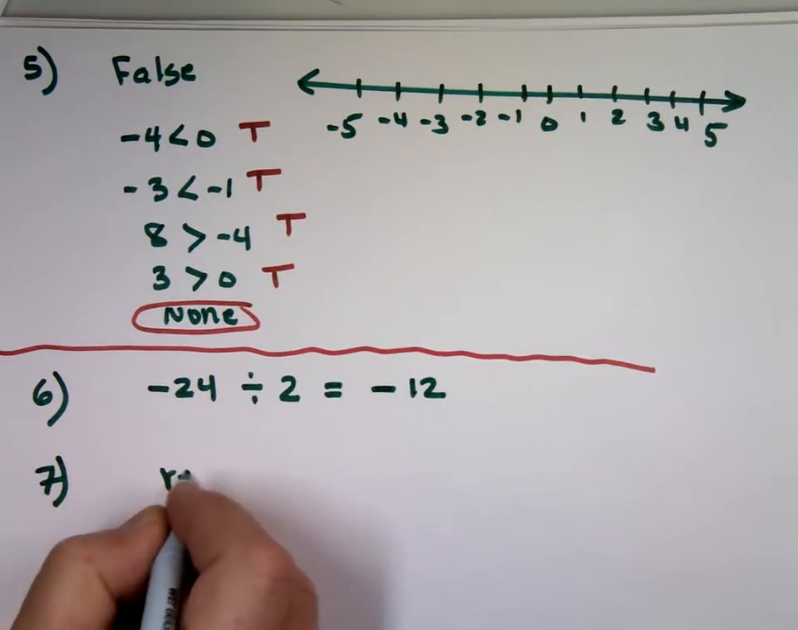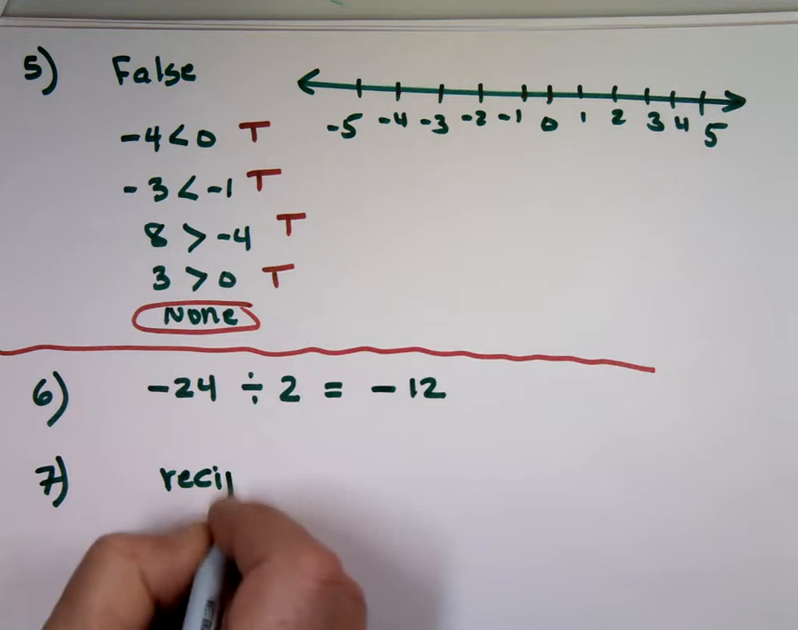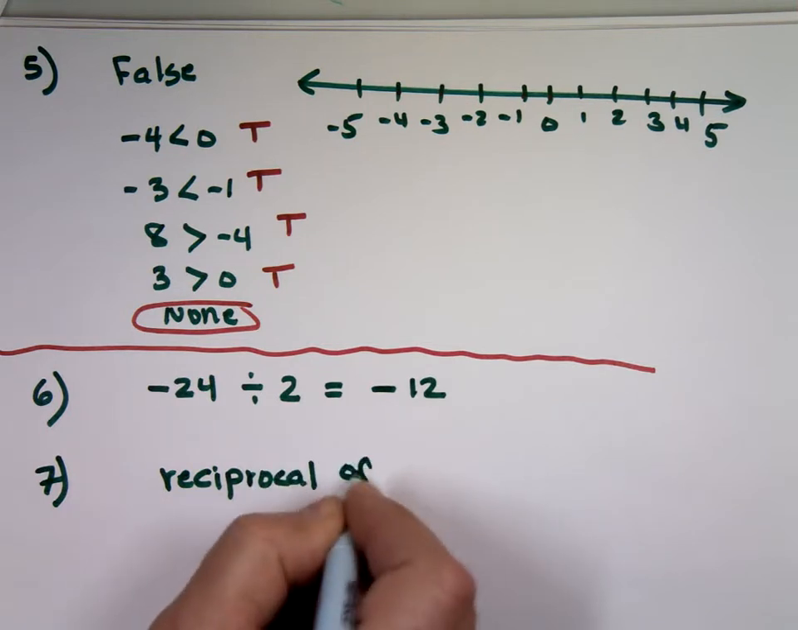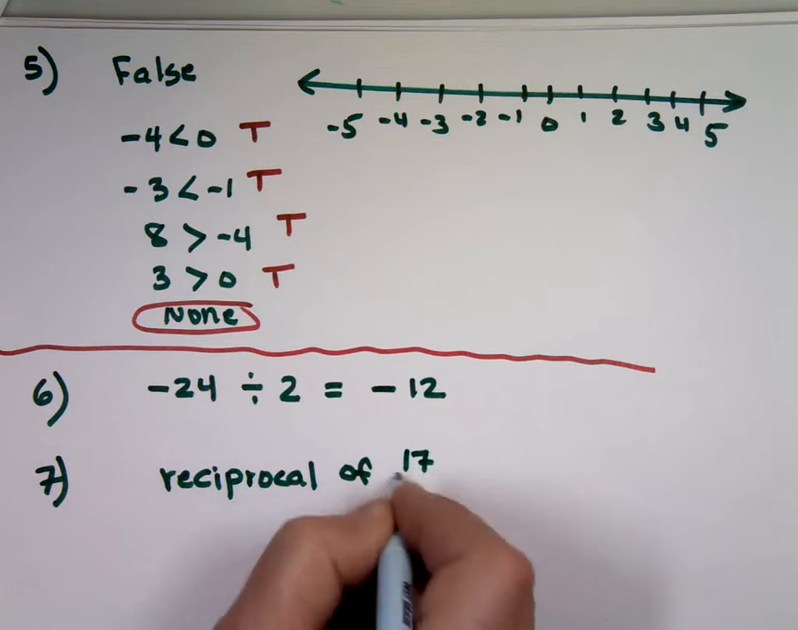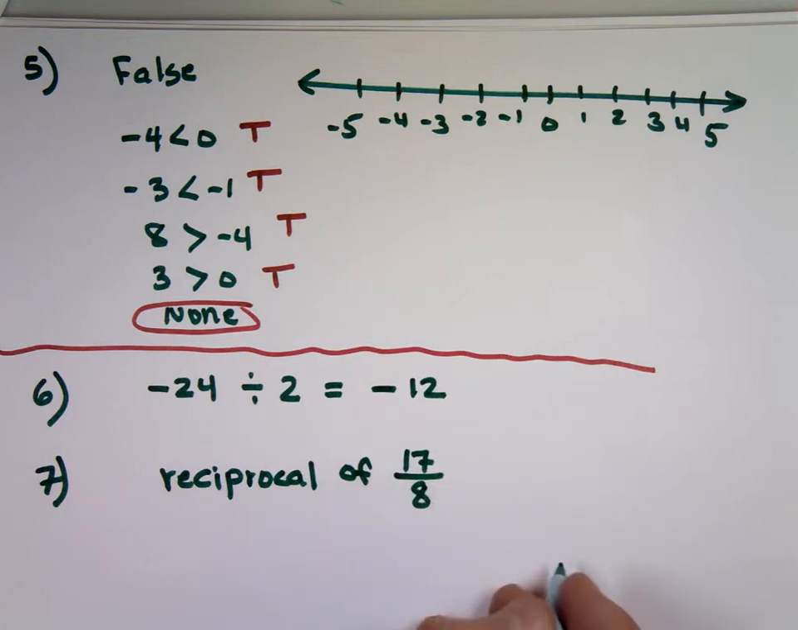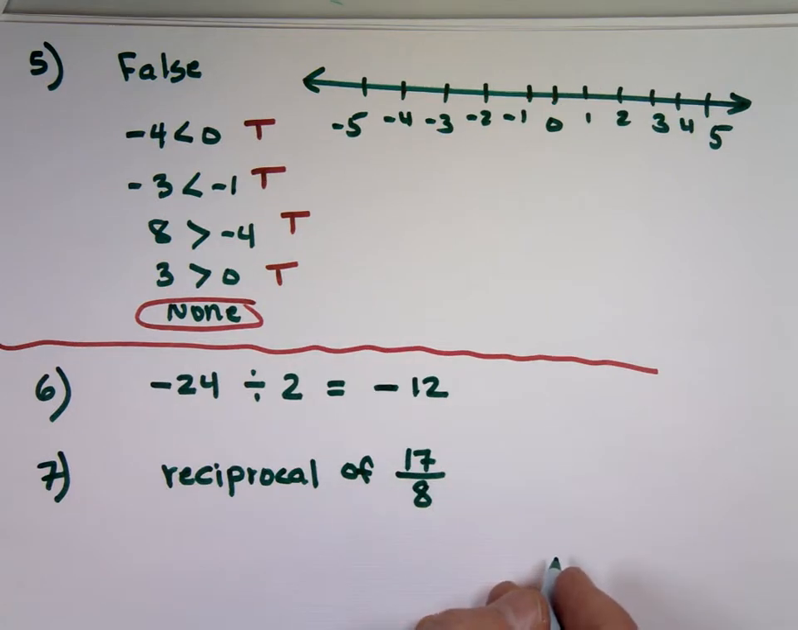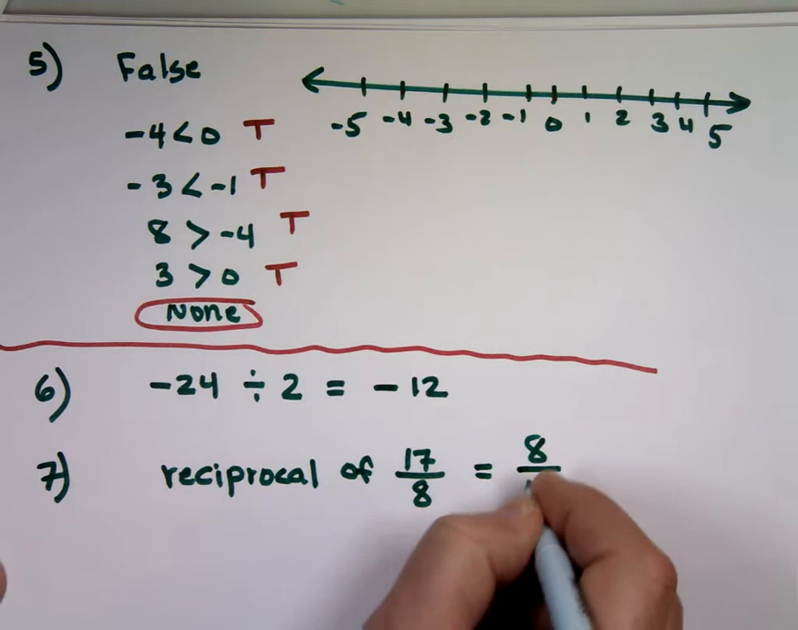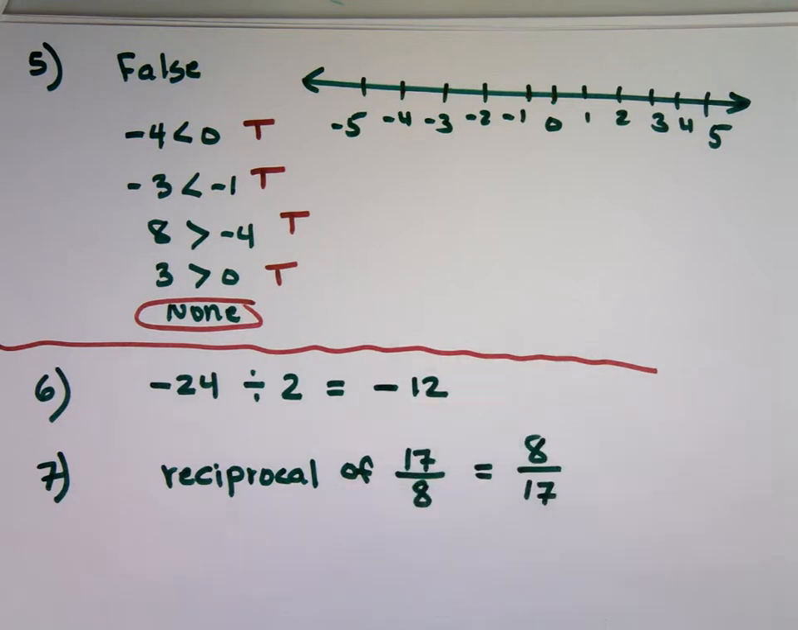Find the reciprocal of 17 over 8. Yep, 8 over 17. The reciprocal, flip them. 1 over that, which is flip it.